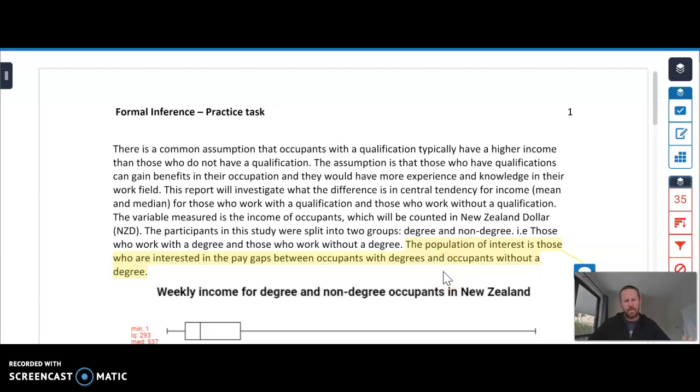Can you please write the population this report will predict or infer about is, in this case, New Zealanders with and without degrees.